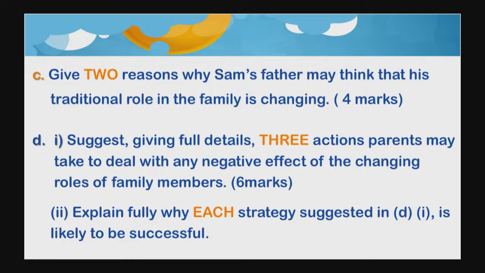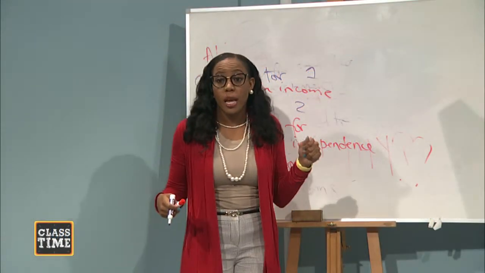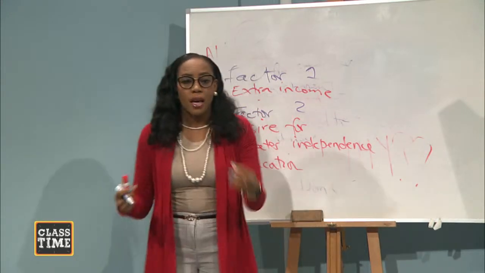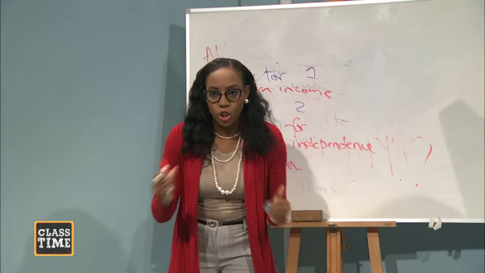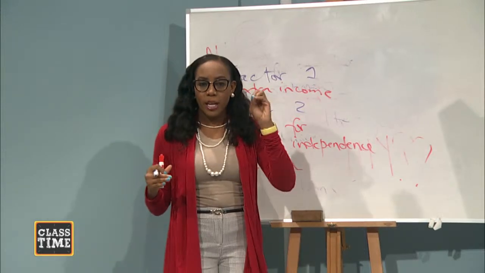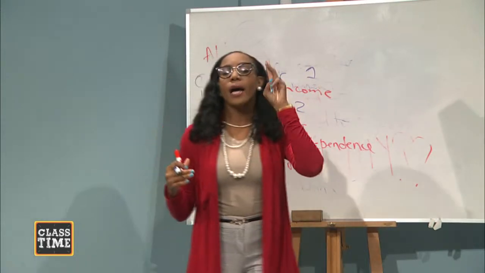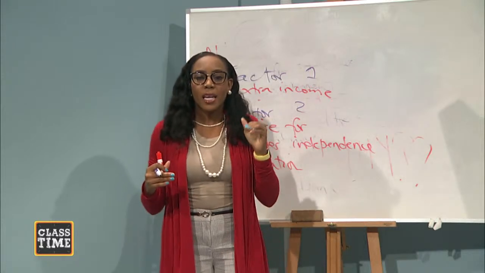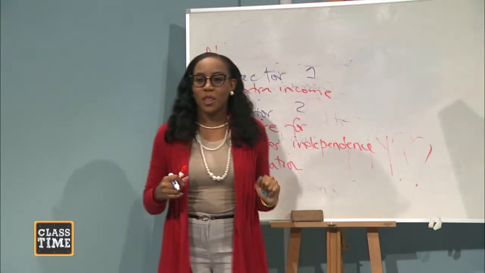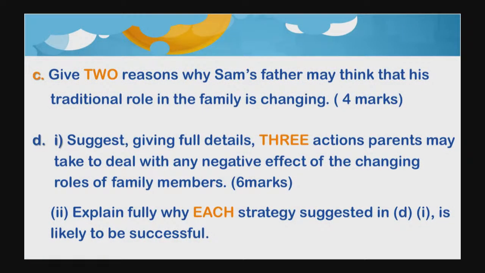Him come get him hot, nice meal and sit down and make sure mommy and the children are taken care of financially, right? Another reason Sam's father may think that the traditional role in the family is changing is because he's now not the sole breadwinner. There are 2 persons that are merging income to make sure that the family is properly sustained. So 1, there is another breadwinner in the family, and 2, we find that he is now helping out with household chores.